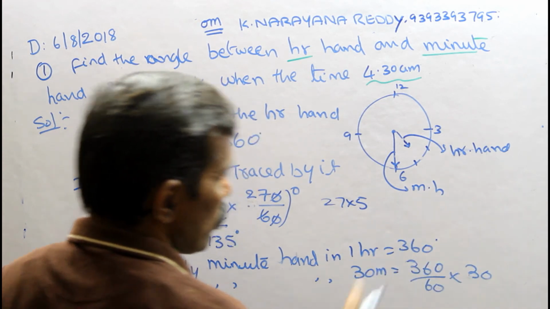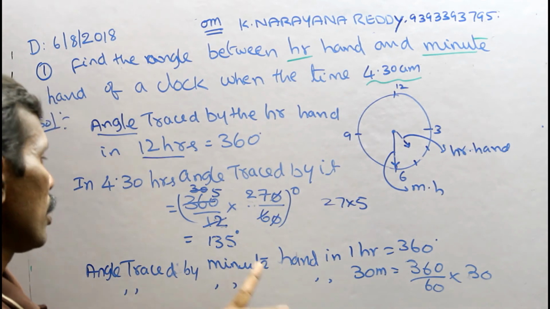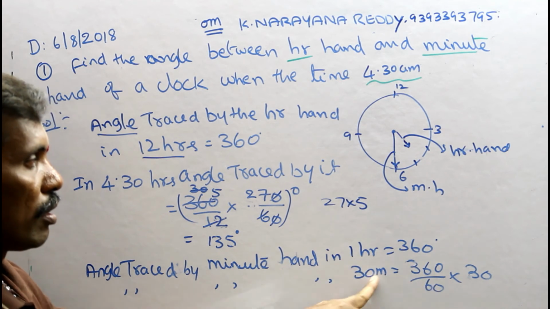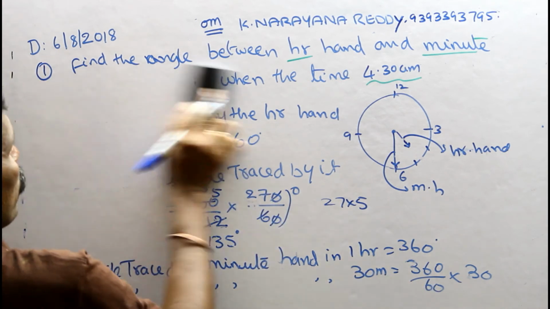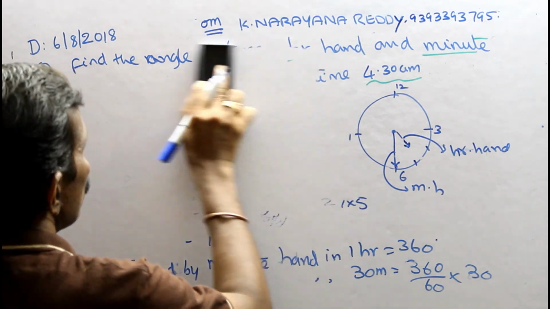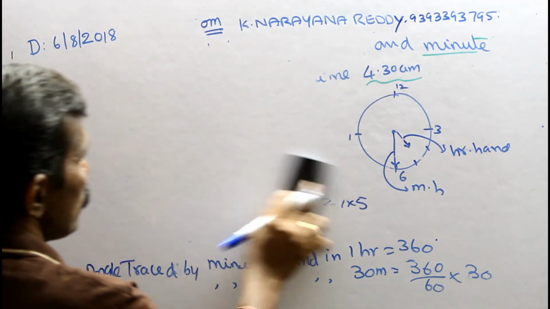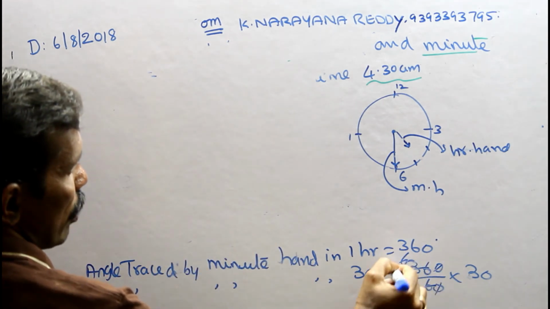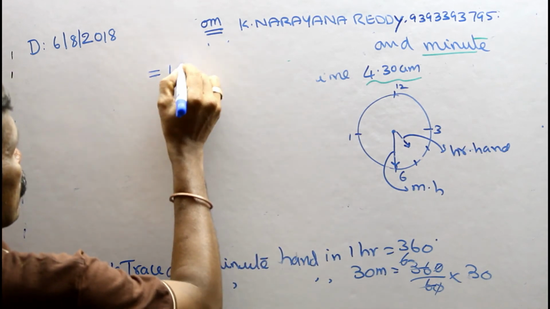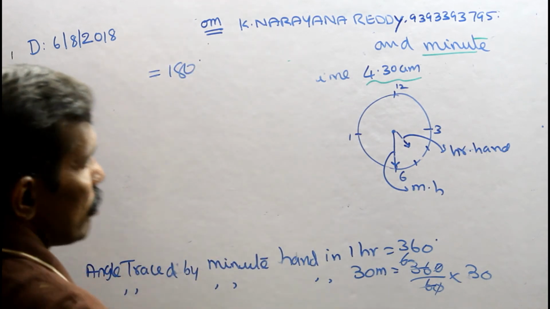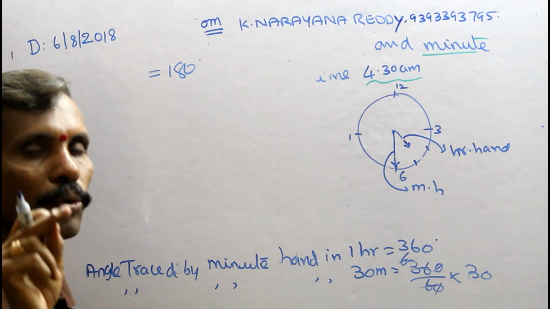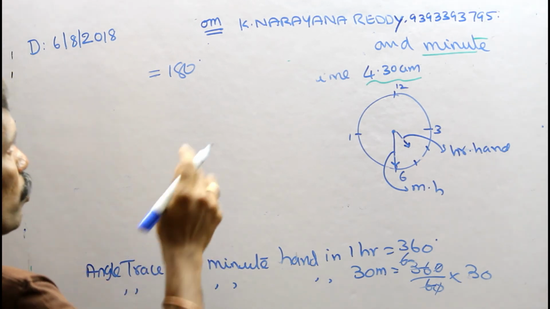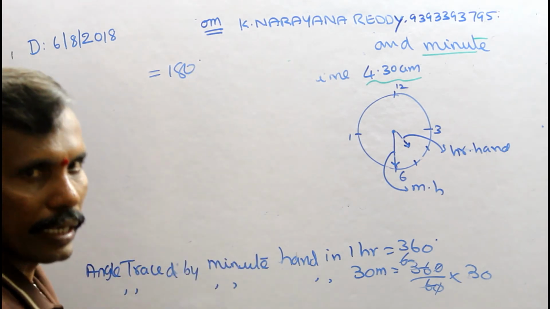Don't confuse here. 360 by 60 minutes, 360 degrees is for 60 minutes, this is 30 minutes. Okay. Now the zeros cancel. 6 into 30, 180 degrees. That is the angle made by the minute hand at 4:30 hours with the straight line, the 12 hours lead point.